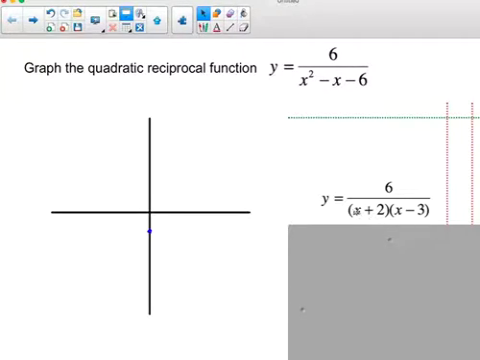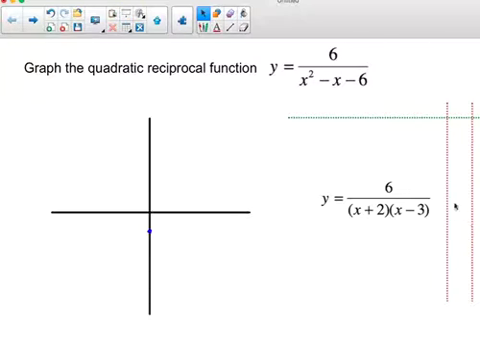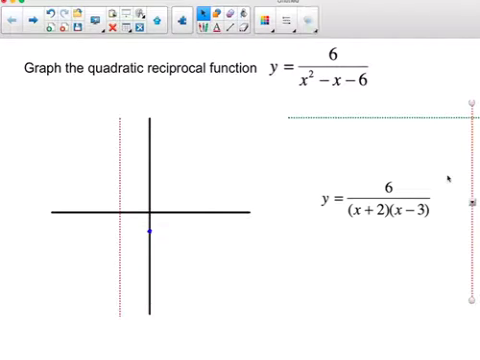In factored form, it's pretty easy to see which values are going to make each bracket equal to 0. If x was equal to negative 2, this left side bracket would be 0, which multiplied with anything would still equal 0. So in this case, we have a vertical asymptote at negative 2. And the value that makes this right side bracket equal to 0 is x equal to 3. So I also have a vertical asymptote at positive 3.